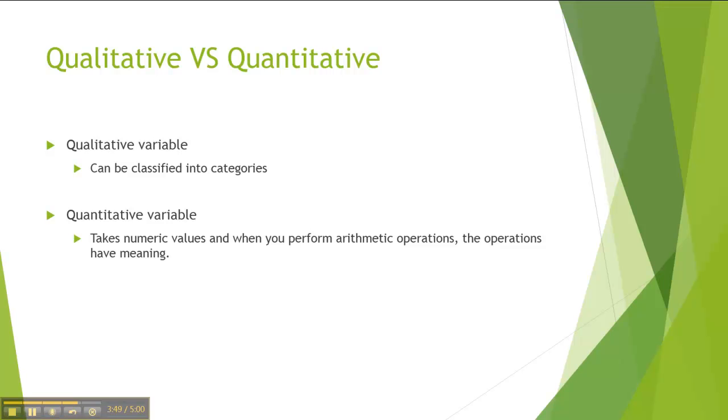Now we're going to talk about qualitative versus quantitative variables. A qualitative variable can be classified into categories, like quality. Quantitative, or numerical, means taking on numeric values. So a quantitative variable takes numeric values when you perform arithmetic operations, and those operations have meaning, as in the average or the standard deviation. And we'll get into that more as we get into the actual content of the course.